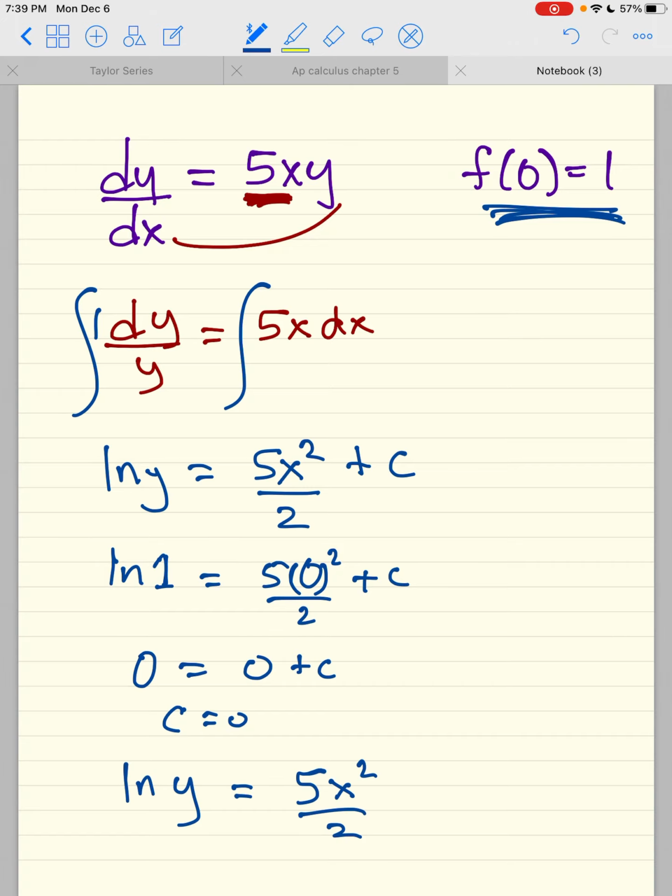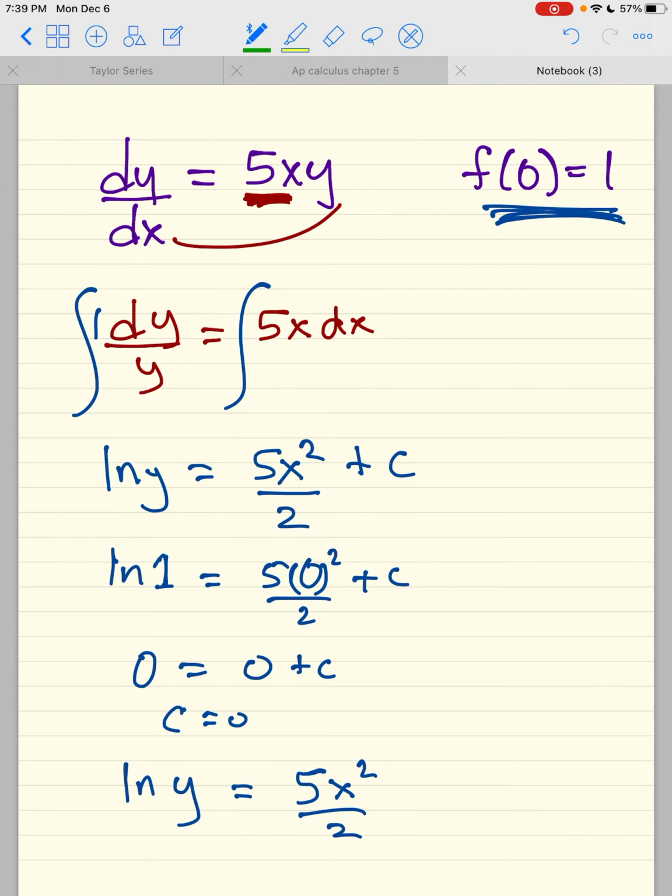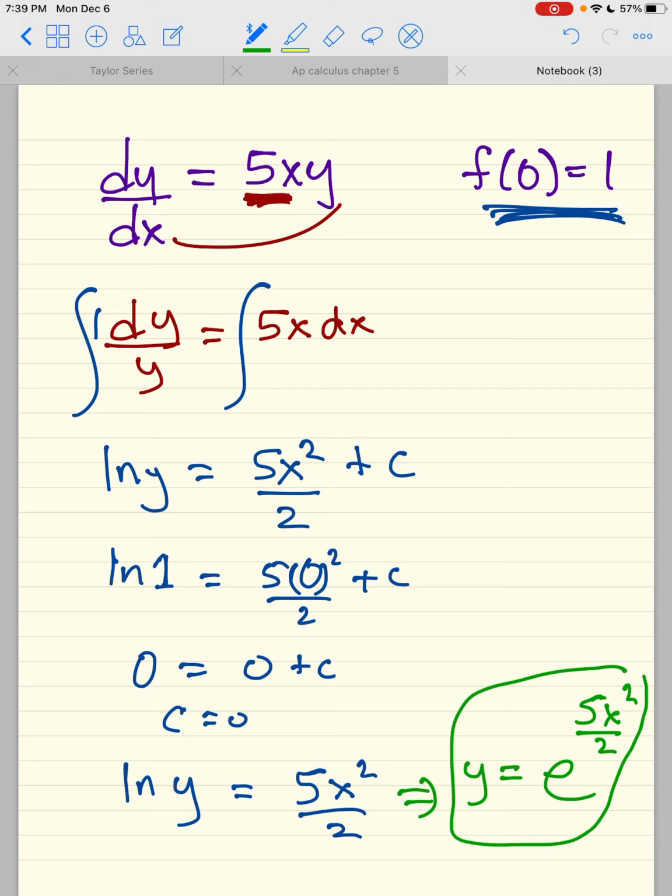And how do we get rid of a natural log? Well, we raise the other side to an e. So y equals e to the other side. And then you are finished. You cannot leave it in this format because it's not y by itself. Okay? So you can pause the video and so on.